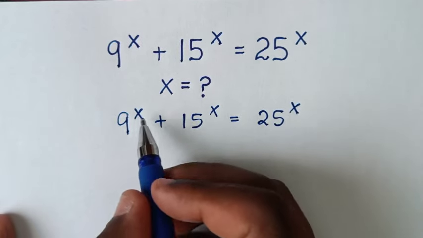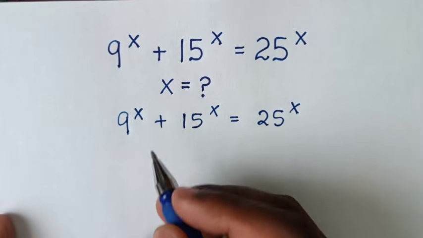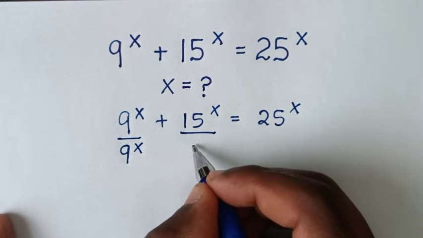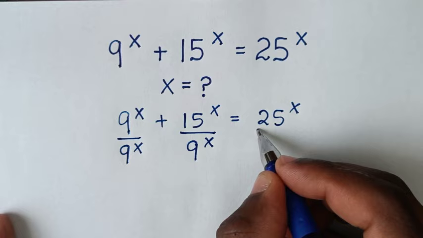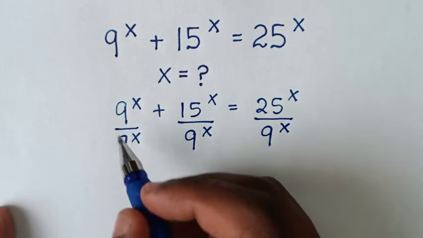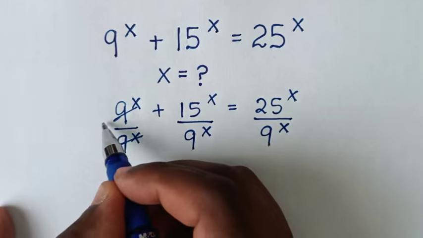Then in the first step, we'll divide by this 9^x on both sides. So here we'll divide by 9^x, also here we'll divide by 9^x, and here we'll divide by 9^x. Then 9^x divided by 9^x is 1.